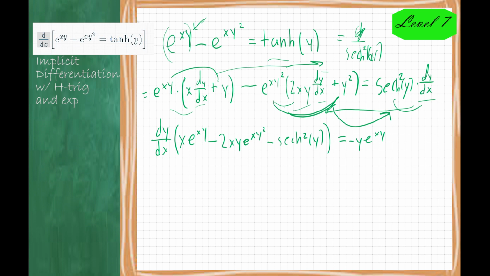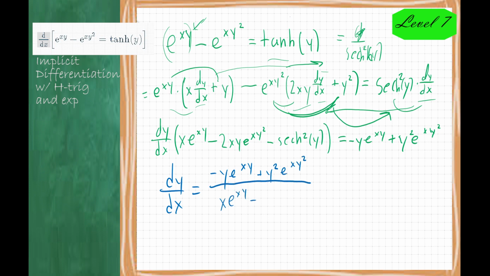This will be plus, because it's going that side, so y squared, e to the xy squared. And then we'll just be dividing both sides by this huge expression. So dy over dx will equal minus y times e to the xy plus y squared e to the xy squared over x times e to the xy minus 2xy e to the xy squared minus sech squared y.